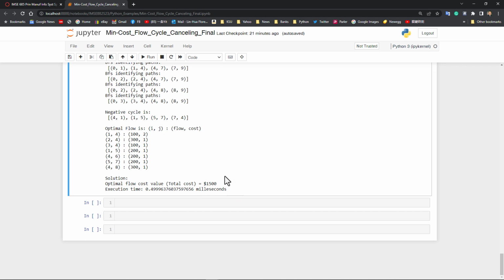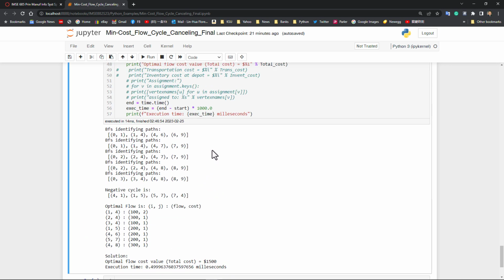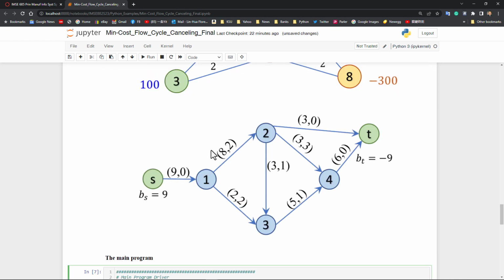This is consistent with the previous several algorithms we solved on exactly the same example. Okay, continue talking about a different example.